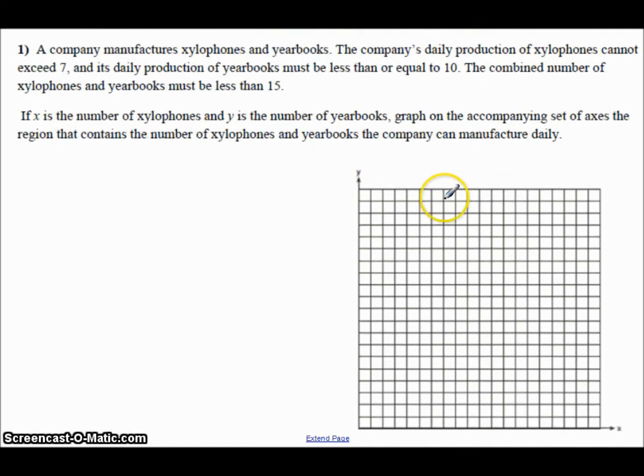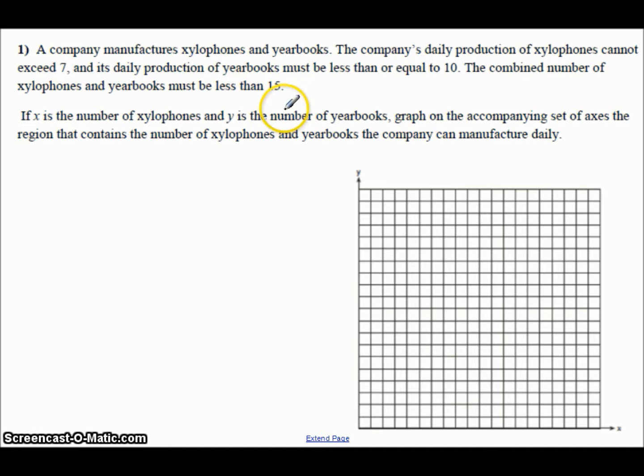Number one here. A company manufactures xylophones and yearbooks. That is pretty random. Anyway, the company's daily production of xylophones cannot exceed 7, and its daily production of yearbooks must be less than or equal to 10. The combined number of xylophones and yearbooks must be less than 15. It goes on, it says, if X is the number of xylophones and Y is the number of yearbooks, graph on the accompanying set of axes the region that contains the number of xylophones and yearbooks the company can manufacture daily.